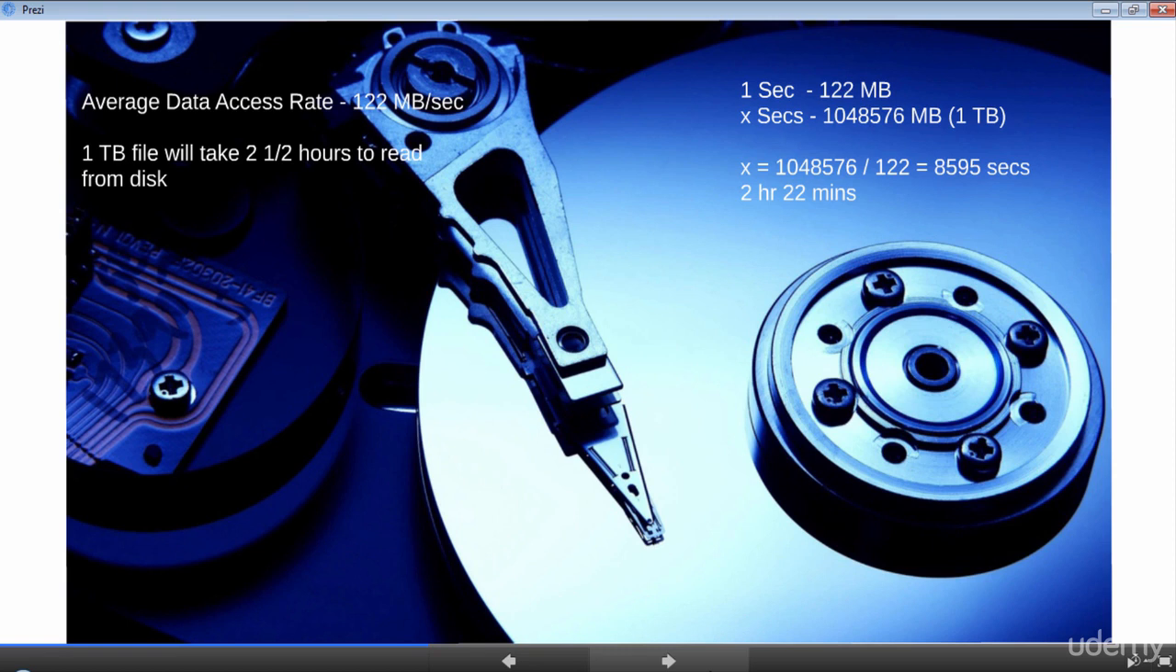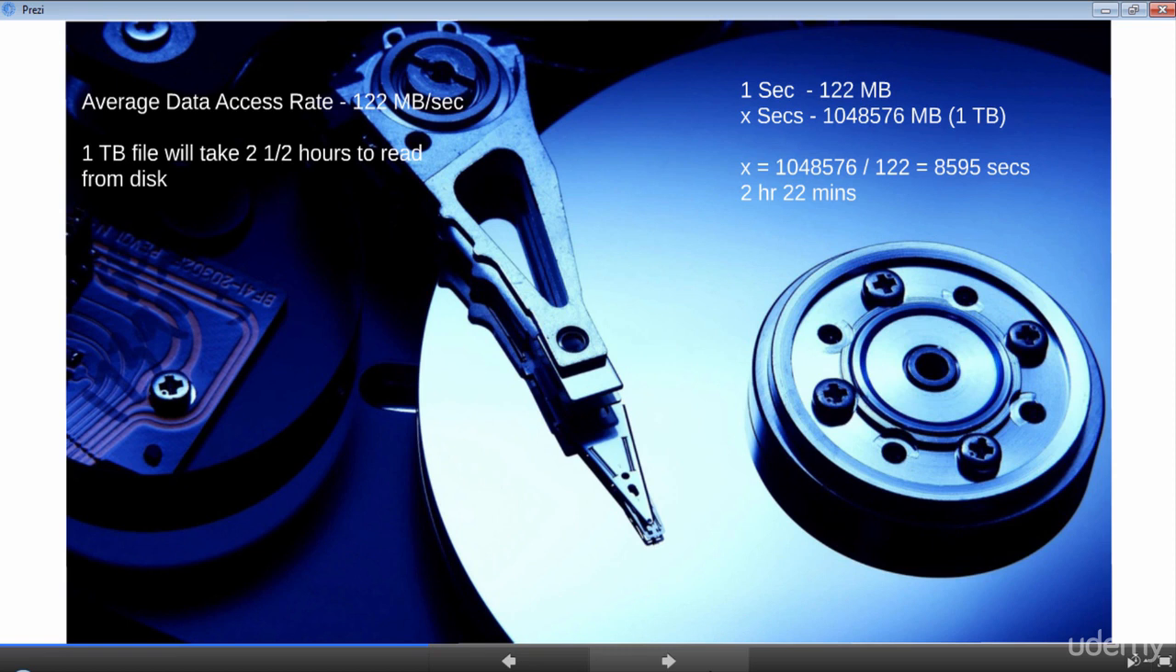The speed at which the data is transferred from the platter to the head is called the data access rate. This is very important, so listen carefully. Average data access rates in HDDs is usually about 122 megabytes per second. So if you do the math, to read a 1 terabyte file from a hard disk drive, you need 2 hours and 22 minutes. Wow.